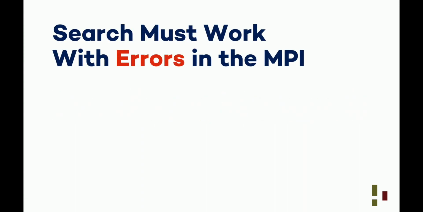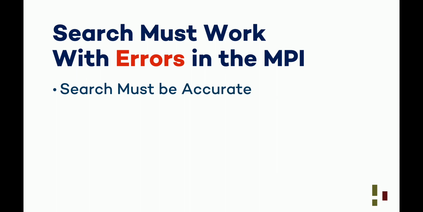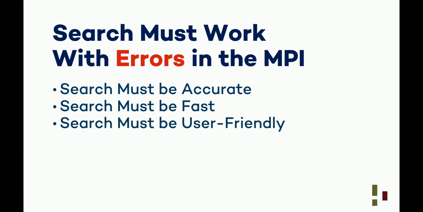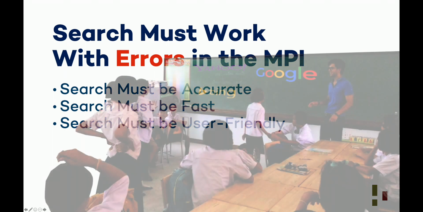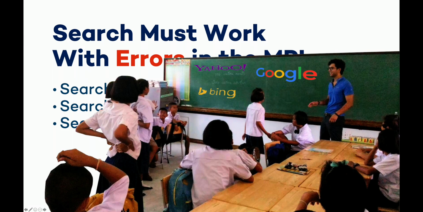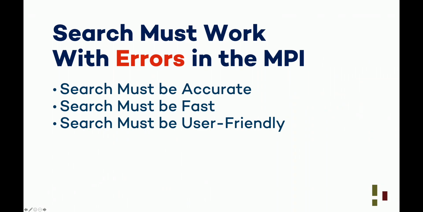So we have to come to the conclusion that search must work with errors in the MPI. The search must be accurate to prevent overlays and duplicates. Search must be fast. We have no time to spare in busy emergency rooms or scheduling offices. And the search must be user-friendly. Just like internet search. Ask yourself, did anyone ever take a class on how to use Google? Of course not. And that's what our EHR searches should be as well.